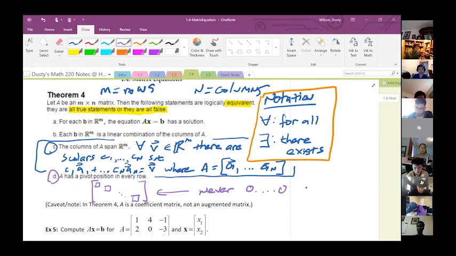Yeah. Okay. So a key to all this stuff is that this A is a coefficient matrix. It's not an augmented matrix. So that's why I don't have the equals 1 on the end. It's a coefficient matrix. Okay. Questions, comments?